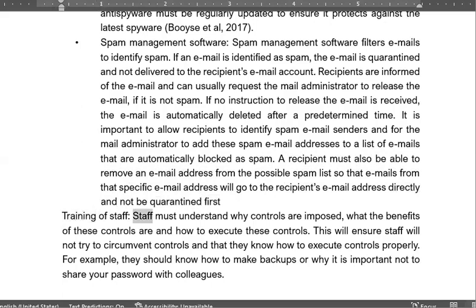Training of staff. Staff must understand why controls are imposed, what the benefits of these controls are, and how to execute these controls. This will ensure staff will not try to circumvent controls and that they know how to execute controls properly. For example, they should know how to make backups or why it is important not to share your password with colleagues.